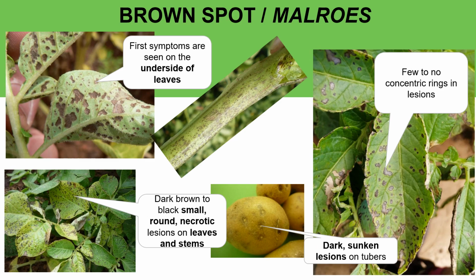Again, on tubers, it's very difficult to distinguish between Alternaria solani and Alternaria alternata infection. They both look very similar. They have dark sunken lesions on the tubers.